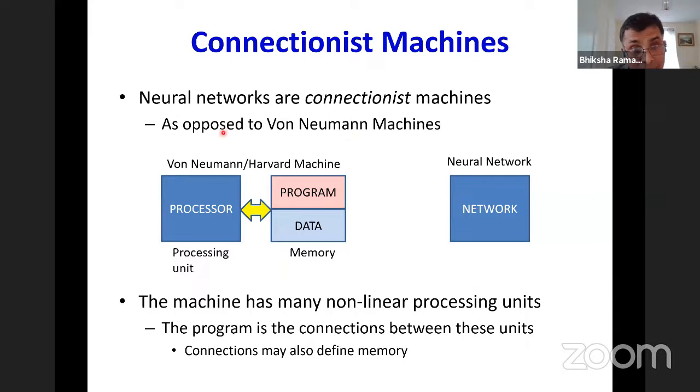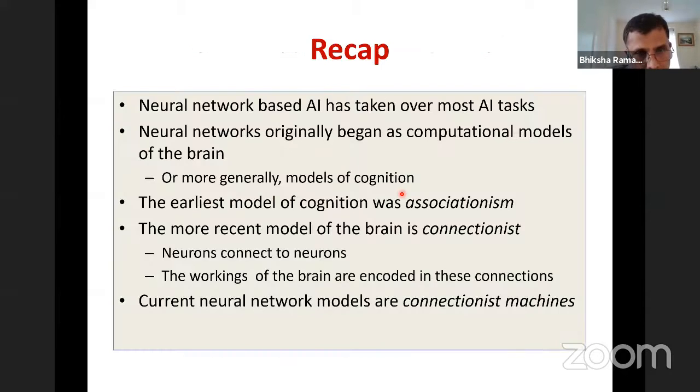We emulate them on von Neumann machines, because von Neumann machines are so much more flexible than connectionist machines, although connectionist machines are so much more powerful than von Neumann machines. And so, to recap everything we've seen so far, neural network-based AI has taken over most AI tasks.